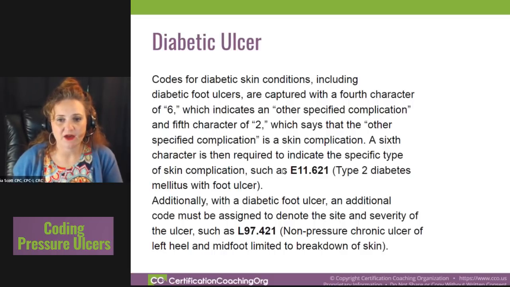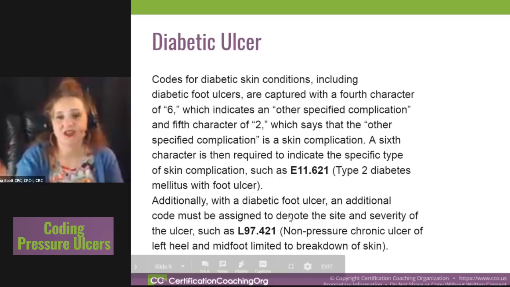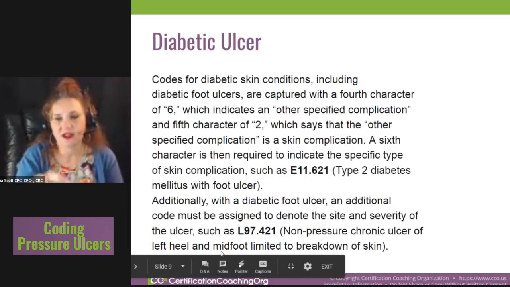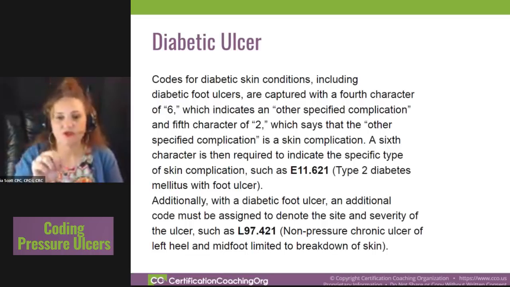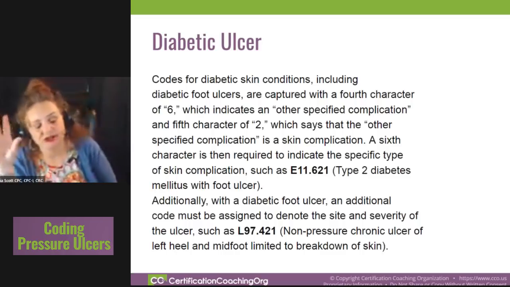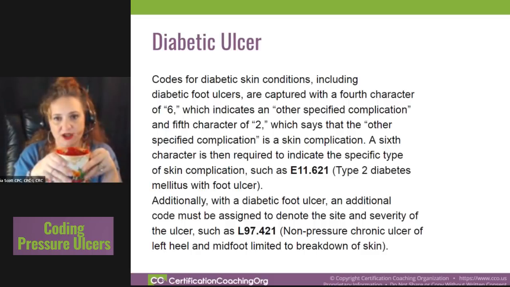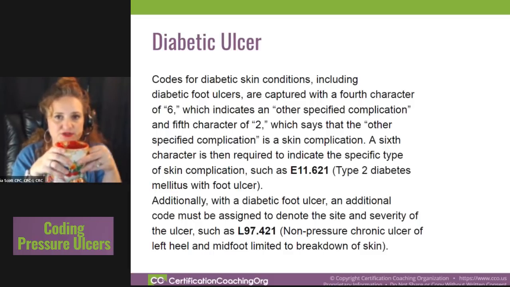Then let's see, if we have, let's say, this foot ulcer E11.621, then we have to code additionally an L code to identify the ulcer. Right now, it's not going to be that L89 because that's just a pressure ulcer, but we do have non-pressure ulcer, chronic ulcer of the left heel, midfoot limited to breakdown of skin, L97.421. Now I can see your little coding spidey senses going off and saying, wait, that's confusing. Because if it's a pressure ulcer, but it's a diabetic ulcer, how can it be L97 if L89 is the pressure ulcer code?